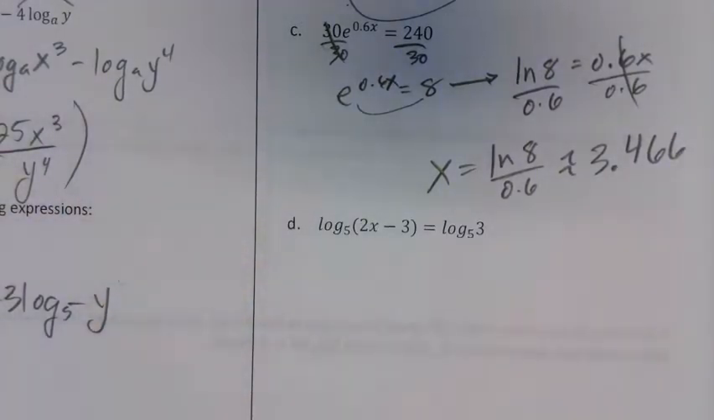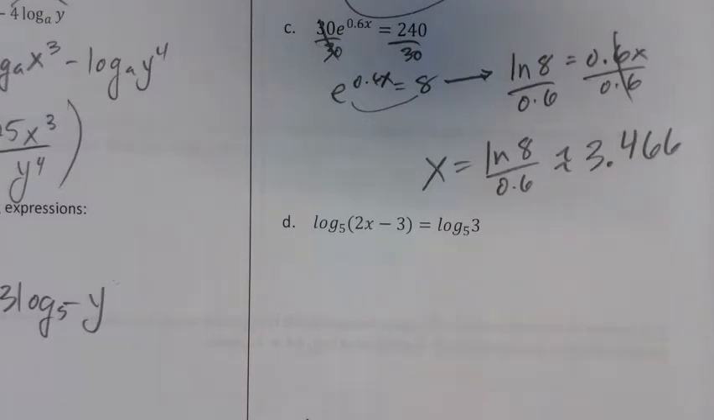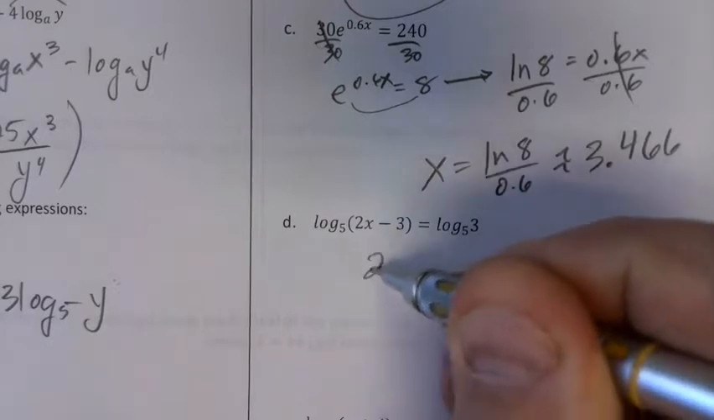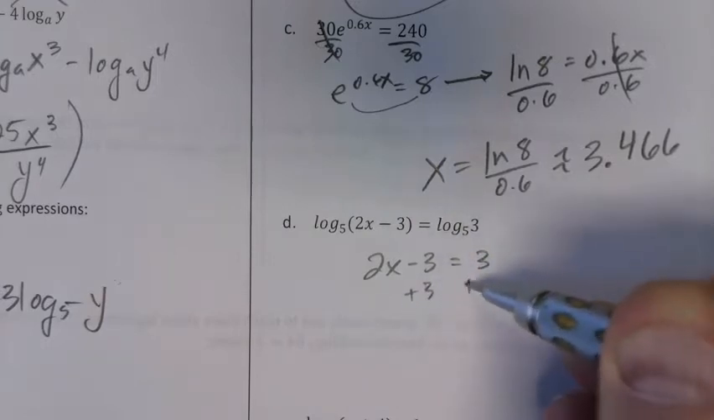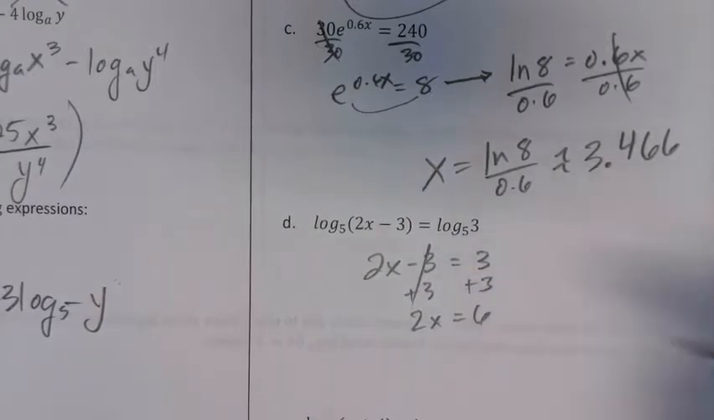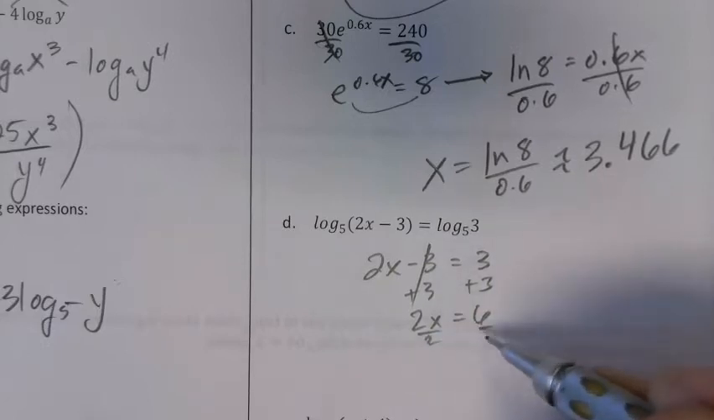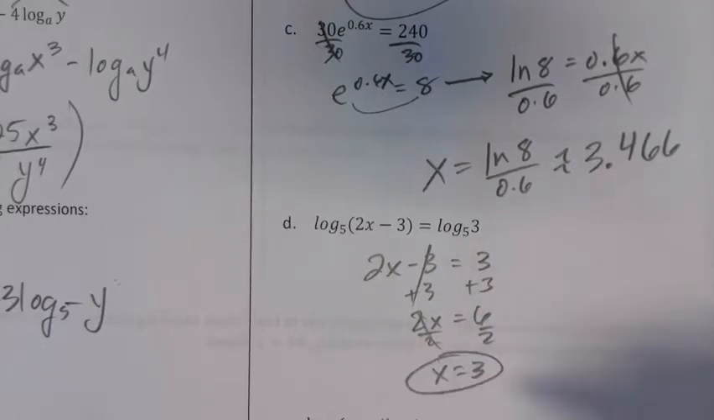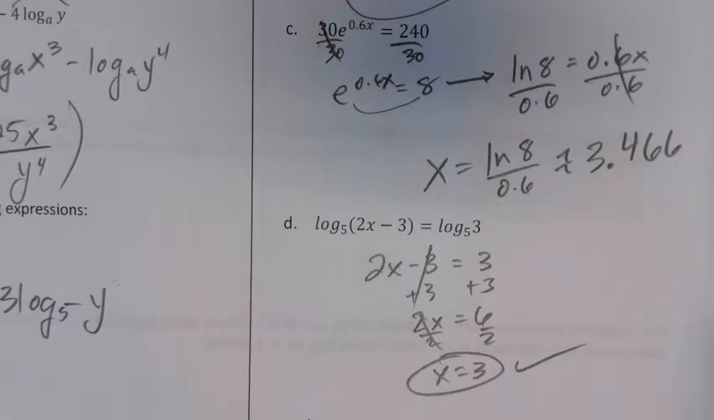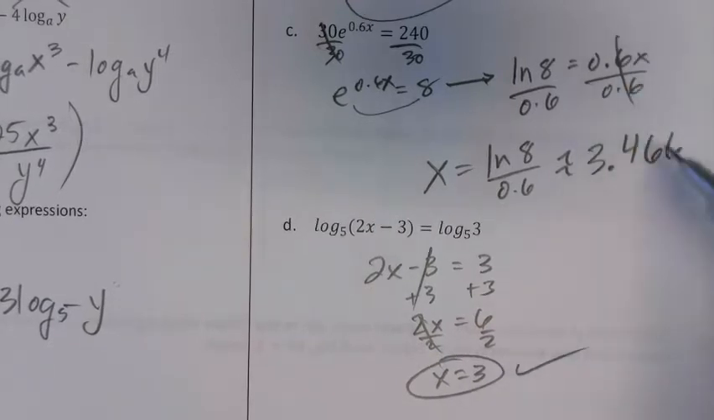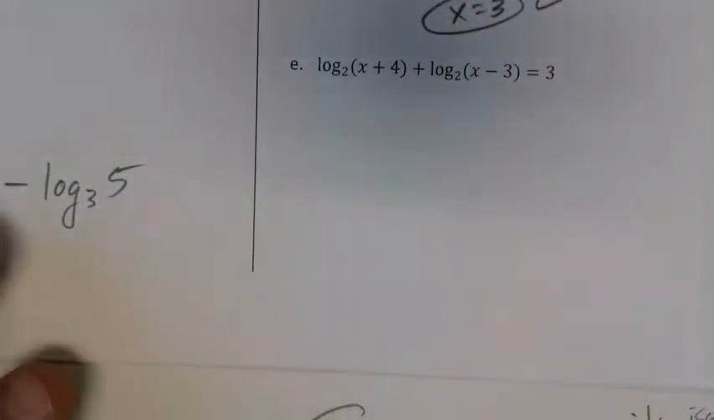Cool. Now, I've got a log equals a log. To do a log equals a log, really, the logs don't matter, and all I have to do is set the insides equal. 2x minus 3 equals 3, and I add the 3 to each side. 2x equals 6. Divide by 2, and I get x equals 3. Okay, and if I put that in there, 2 times 3 is 6 minus 3. That checks out. That works great.